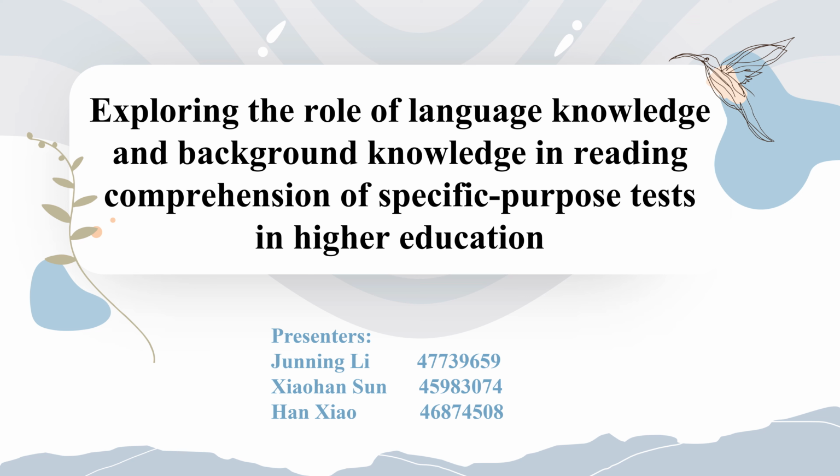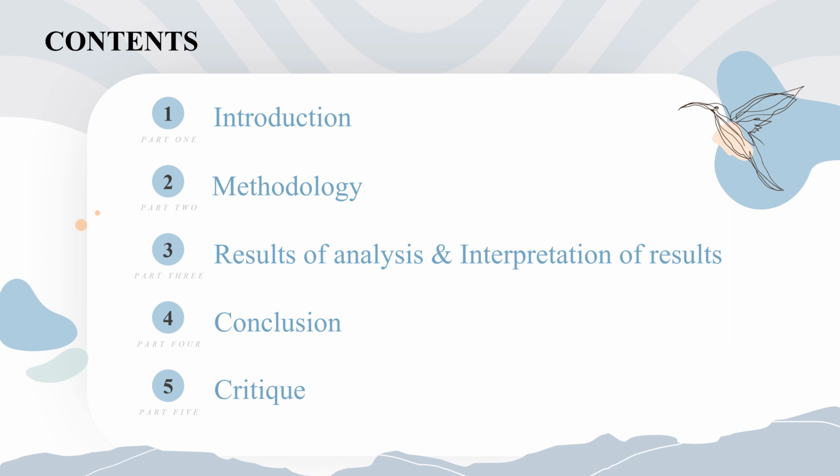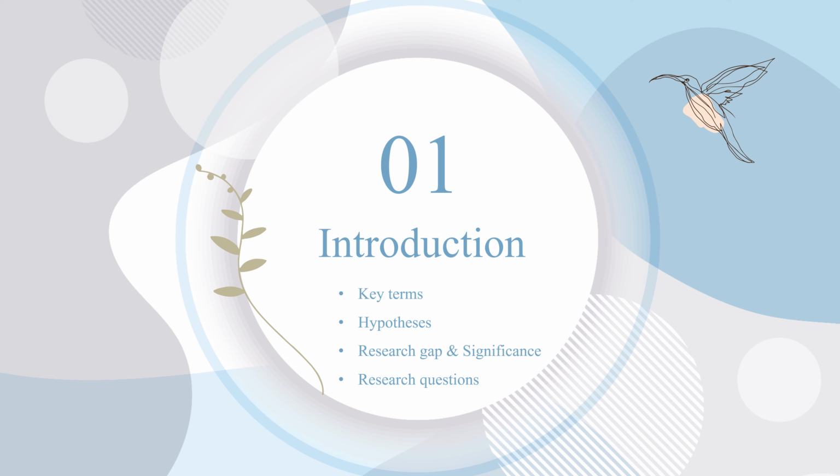The article today is exploring the role of language knowledge and background knowledge in reading comprehension of specific texts in higher education. The presenters include Jinling Li, Xiaohan Sun, and Han Xiao. Our presentation is mainly divided into 5 parts. Later, Xiaohan Sun will be in charge of the results, and Han Xiao will then give us a conclusion and critique. Here comes the first part, Introduction.